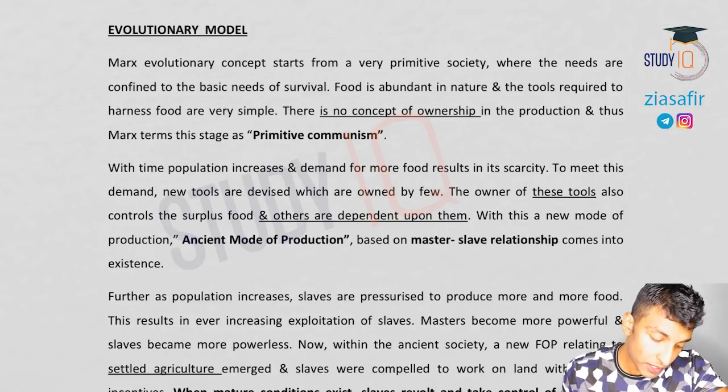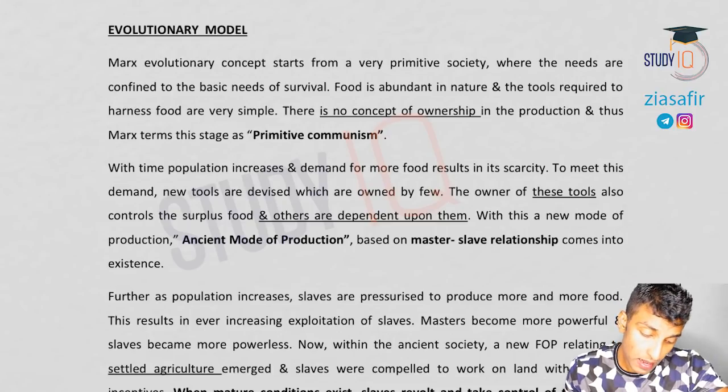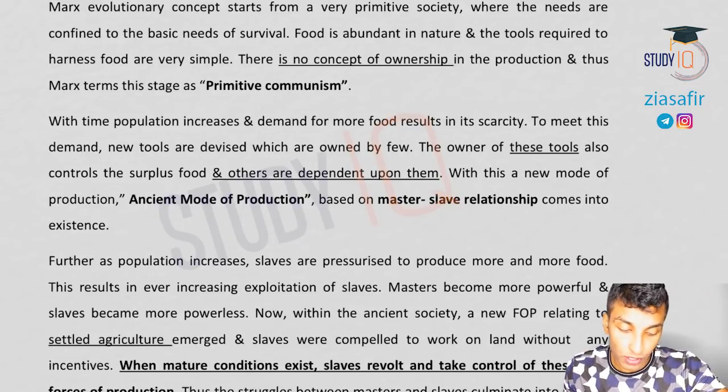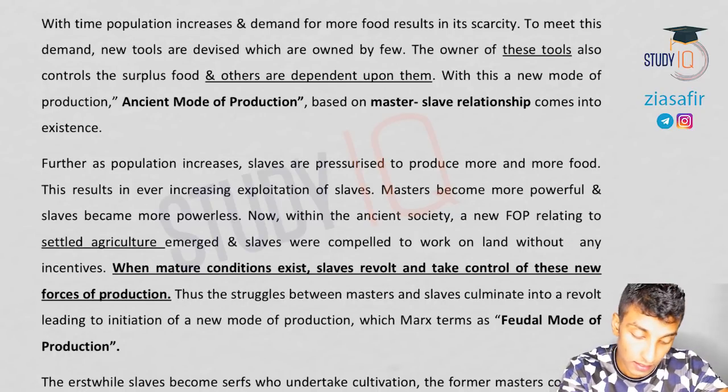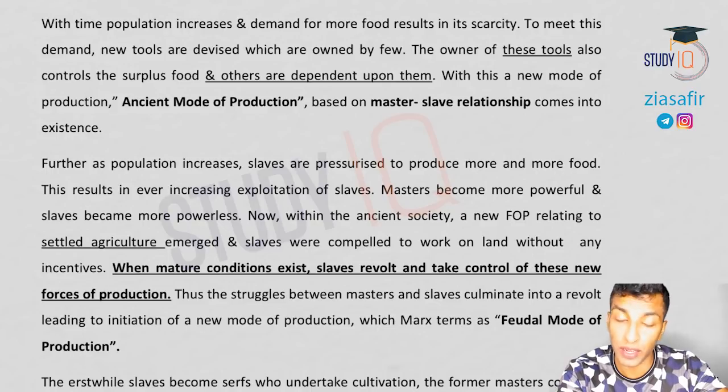Evolutionary model. Marx's evolutionary concept starts from a very primitive society where the needs are confined to basic needs of survival. Food is abundant in nature and the tools required to harness the food are very simple. There is no concept of ownership in the production, and thus Marx terms this stage primitive communism. With time, population increases. The demand for more food results in its scarcity. To meet this demand, new tools are devised which are owned by few. The owners of these tools also control the surplus food and others are dependent upon them. With this, a new mode of production, the ancient mode of production based on master-slave relationship, comes into existence.